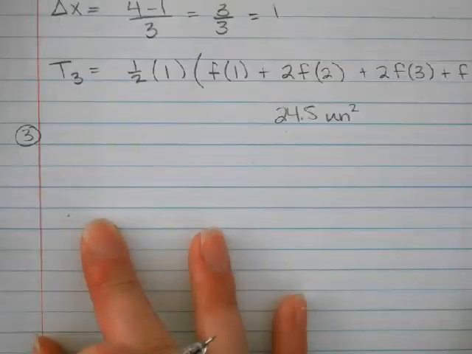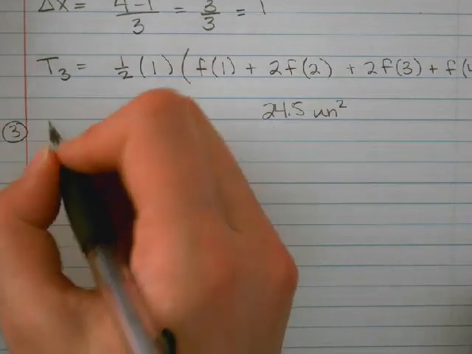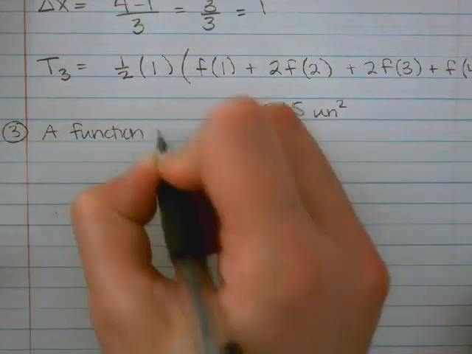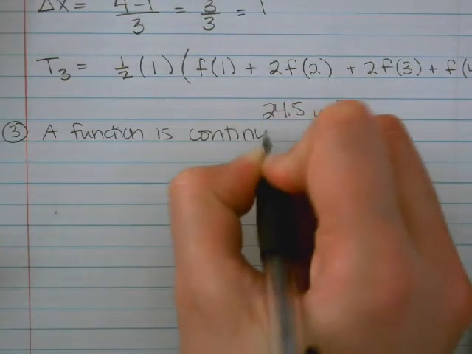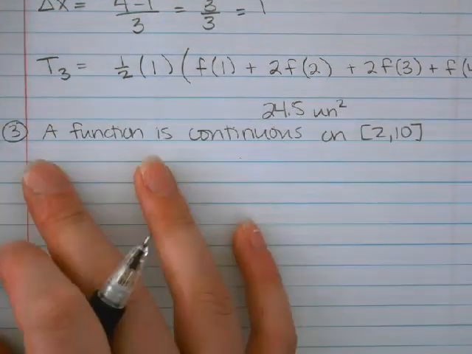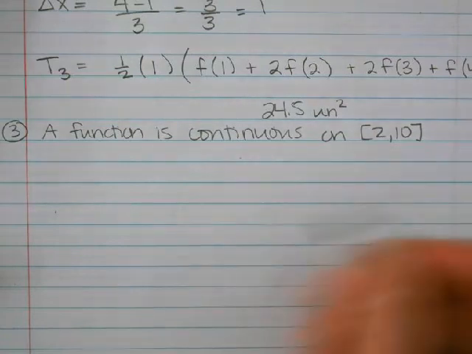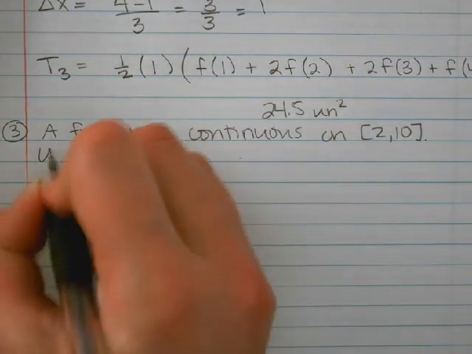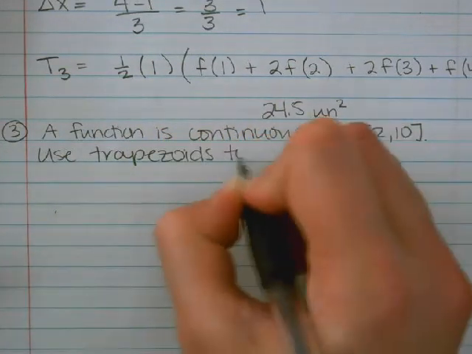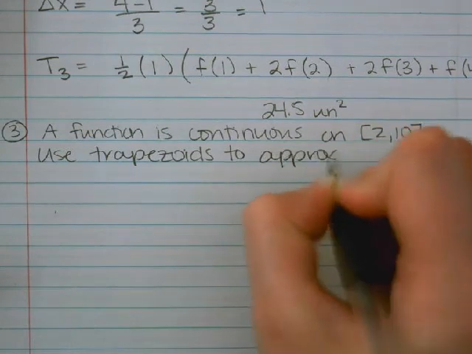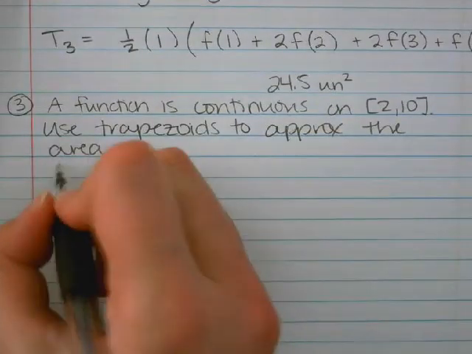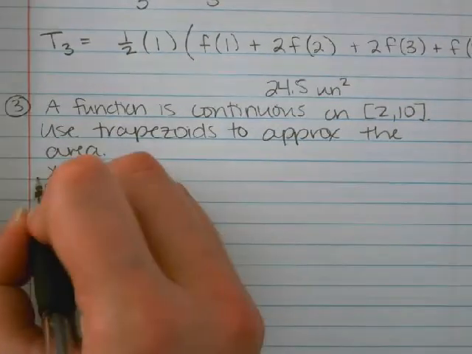Okay, then here's our last example. We have a function that is continuous on 2 to 10. So if you guys remember when we were finding the area under the curve, the function had to be continuous. And we're going to use trapezoids to approximate the area. And they don't give us an equation, they actually just give us a table of values.